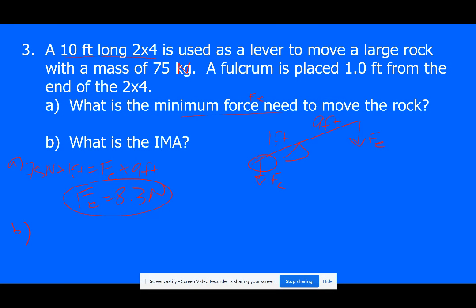Part B says find the IMA. The IMA is equal to the effort distance over the load distance. The effort distance here was 9 feet. The load distance was 1 foot. And this one's real easy to do. It is just equal to 9.